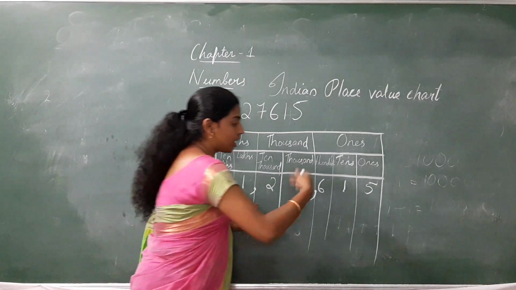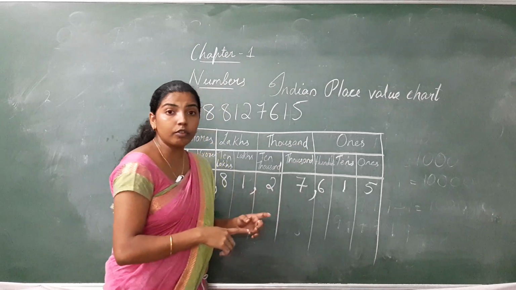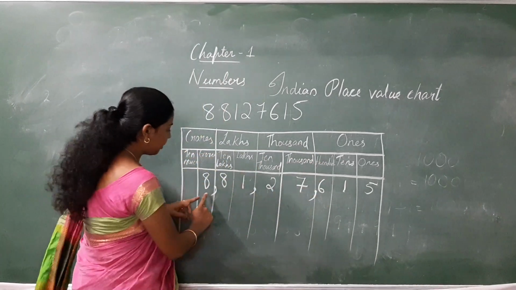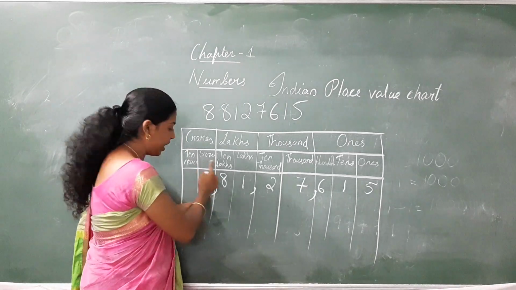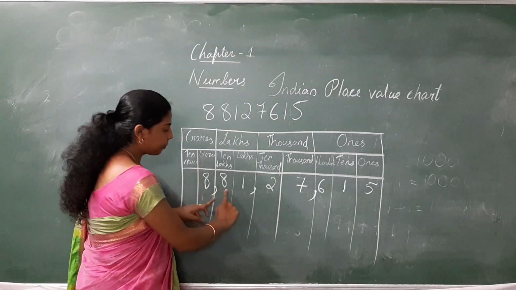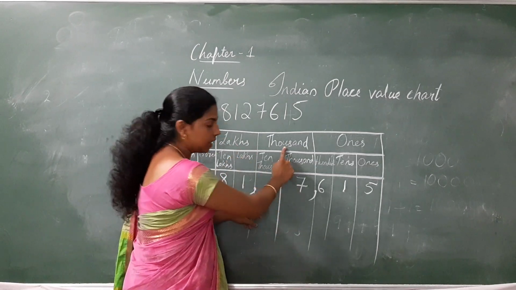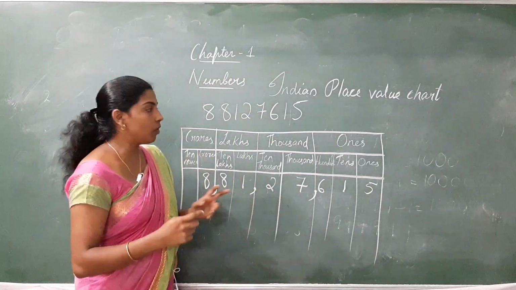Now we started writing from the right side, and we started putting commas from the right side. But when we read, we should start from the left side. This number ends at the crores place. So this can be read as 8 crores, 81 lakh, 27,615. Did you understand? Let us see one more question.